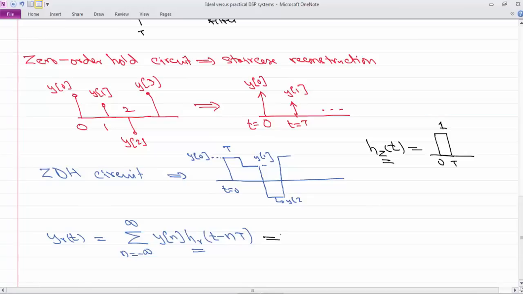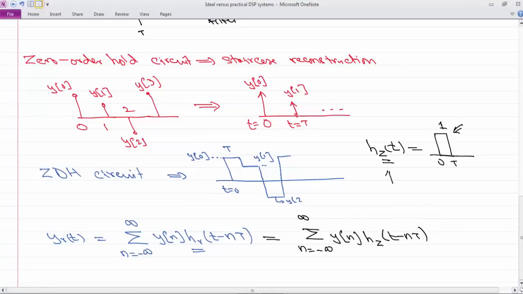So this entire thing actually can be written as the summation of n from minus infinity to infinity of y of n times hz of t minus nT. Because all you are doing is taking your sample and multiplying it with this constant pulse with height 1, so its height will become y of n, and then it stays there for T seconds. So instead of sinc interpolation, now you are doing interpolation with this pulse.